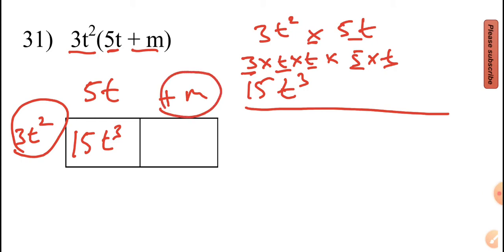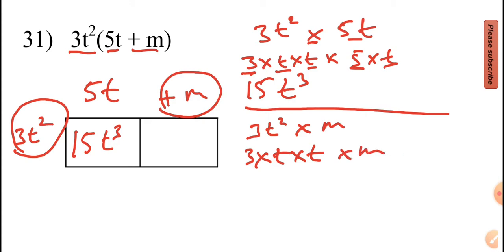Next thing we'll have to do is 3t squared times plus m. So 3t squared times the positive m, which you can just write as m. What does 3t squared mean? It means 3 times t, and then just times it by m. So we multiply, get the 3 down first, so 3 times, and then to keep it in alphabetical order, m, and then t times t is t squared. So that's the final answer there. So we copy that down, 3mt squared, and because it's positive it's a plus sign.